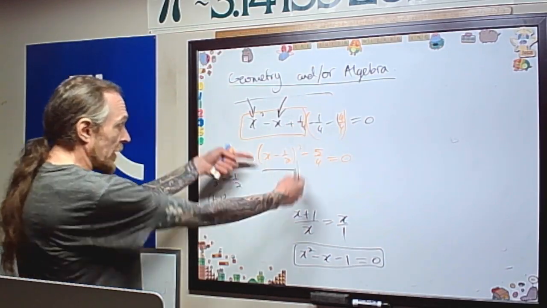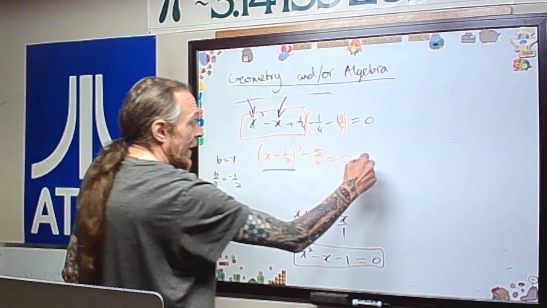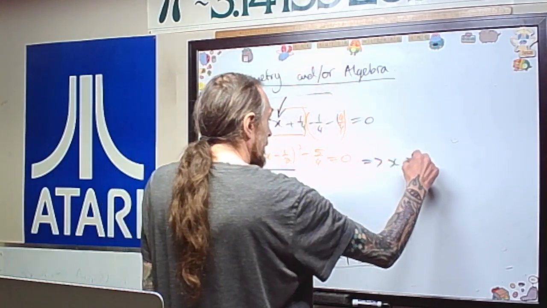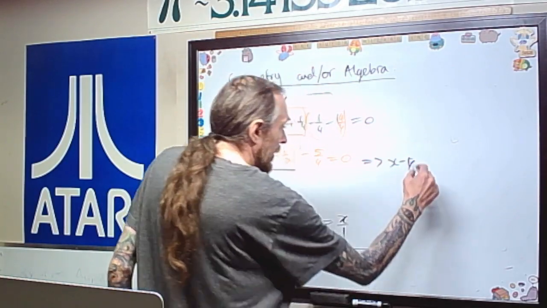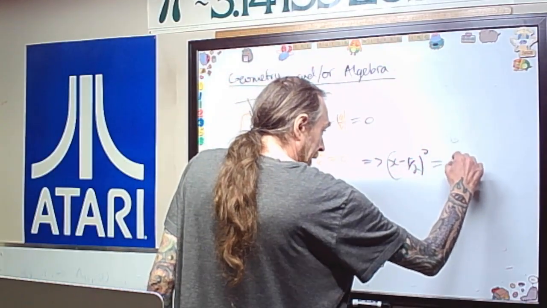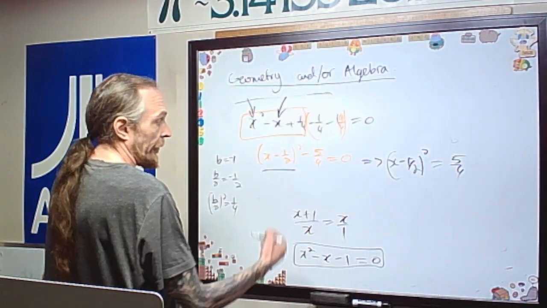So now that I've completed the square, I solve for x, and it turns out x minus 1/2 squared is going to equal 5 over 4. I bring the 5 over 4 over.